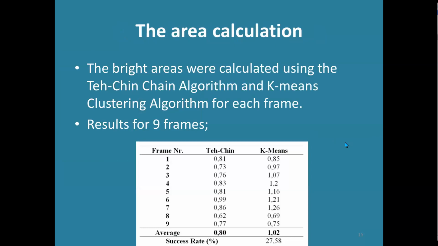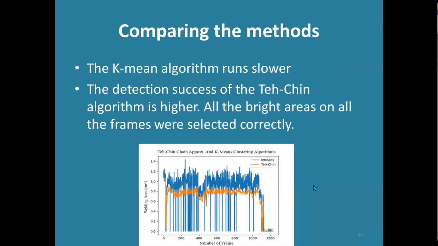Each frame was calculated one by one. On this table, where we show some examples, the numbers are calculation results belonging to 9 different frames, just to give an idea about the numbers. The success rate was found to be 27.58, which shows that the Techin algorithm was more successful in calculating the heat light area properly. The K-means algorithm runs slowly, slower than Techin.